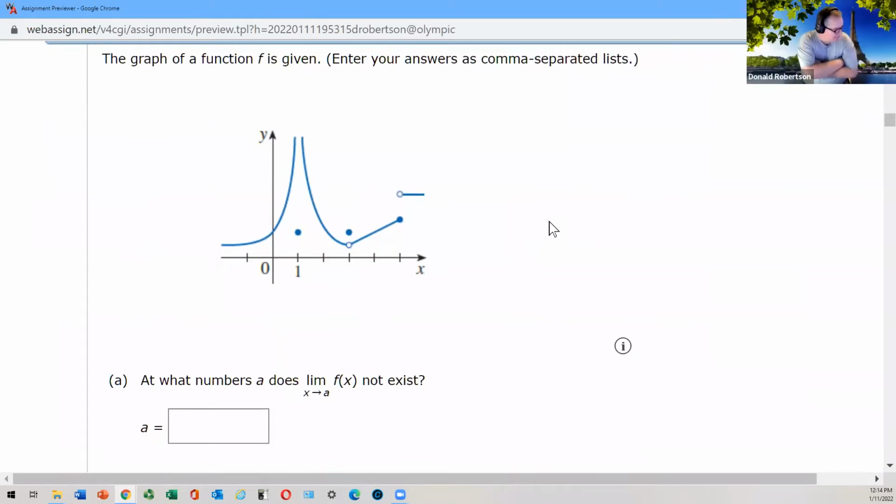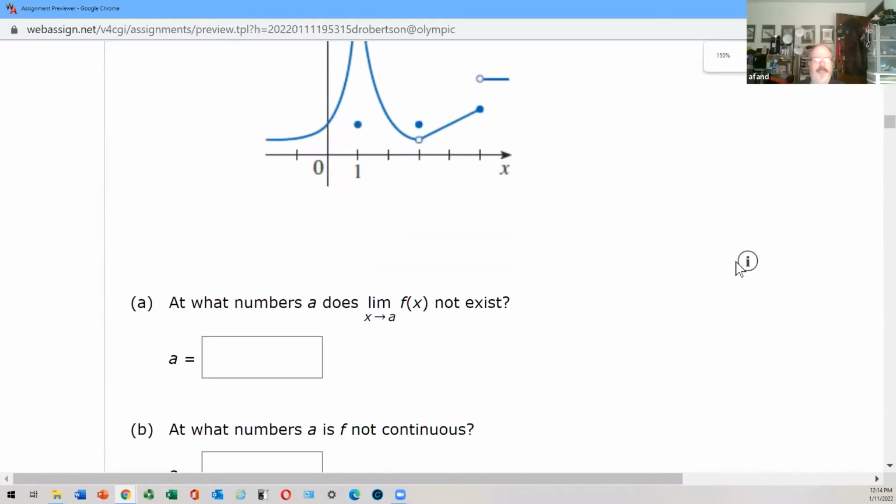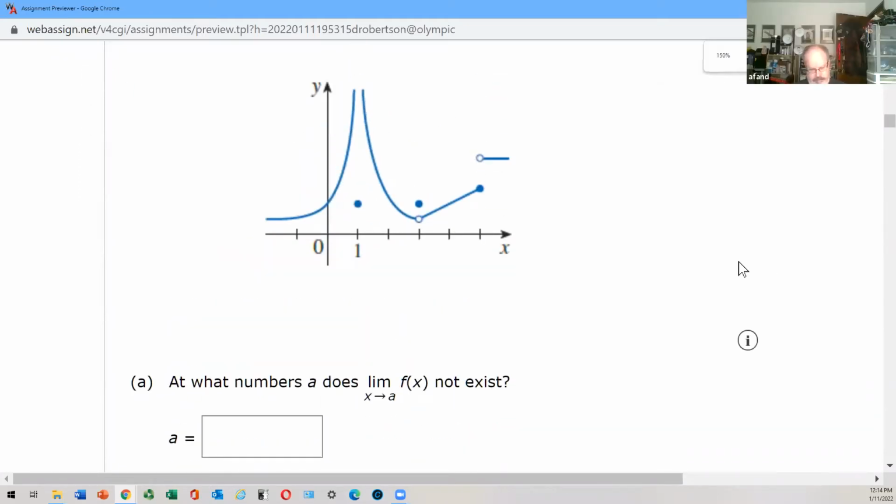Same basic question here, but a little bit kind of different shape to it. If you look at this particular diagram, I think I could make it a little bit bigger. At what numbers does the overall limit not exist?